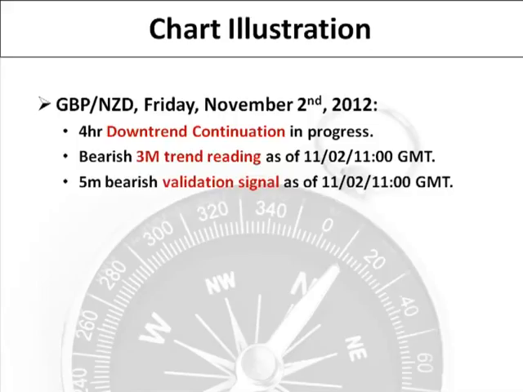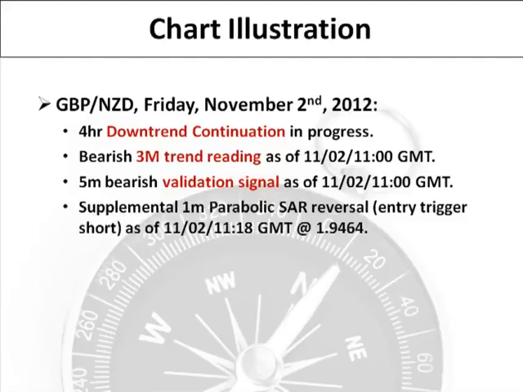5-minute bearish validation signal apparent as of 11 a.m. GMT. And then because we were not able to find a 1-minute MACD crossover, what we can do is use parabolic SAR on the 1-minute chart as a substitute. If you just see a MACD reading on the 1-minute chart that just rips and doesn't let up, you can simply use parabolic SAR, and in that respect, we found a low-level reversal as at 11:18 a.m. GMT at a price of 194.64.